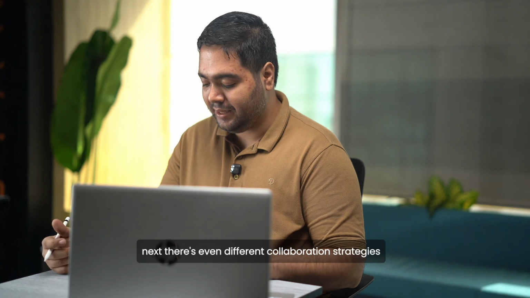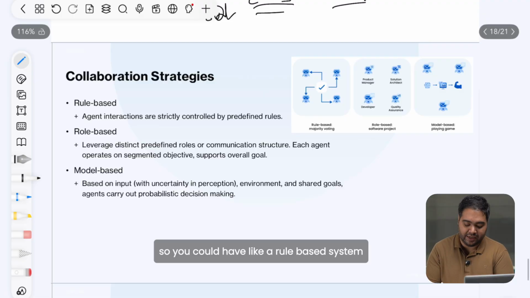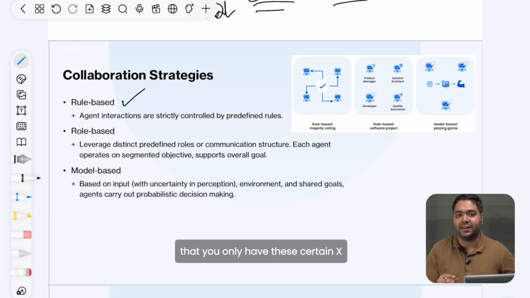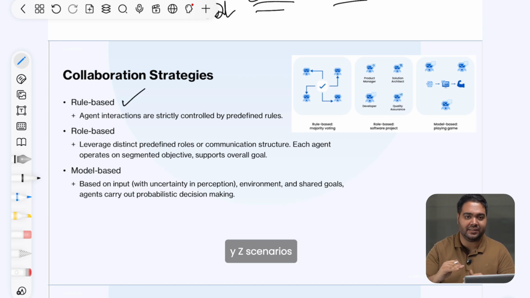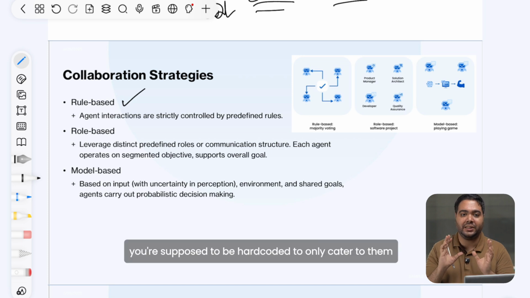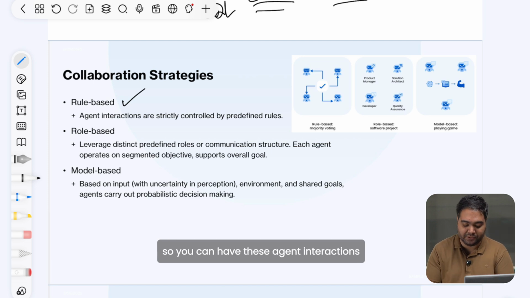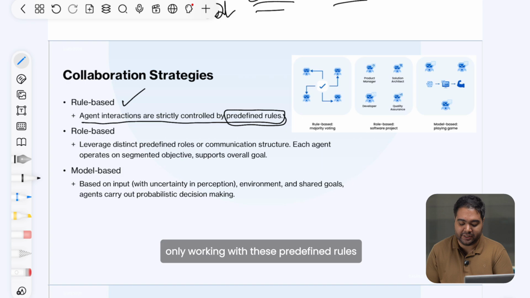Next, there are even different collaboration strategies. So you could have a rule-based system. In this scenario, you have very specific set rules for your different agents, that you only have these certain XYZ scenarios. You're supposed to be hard-coded to only cater to them. In case of edge cases, you're not supposed to cater to them. So you can have these agent interactions only working with these predefined rules.